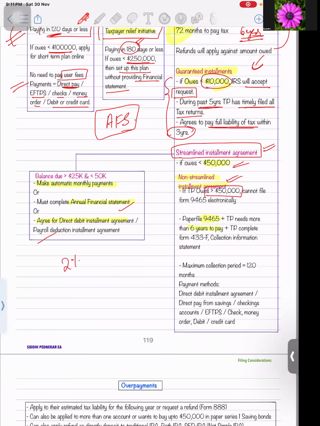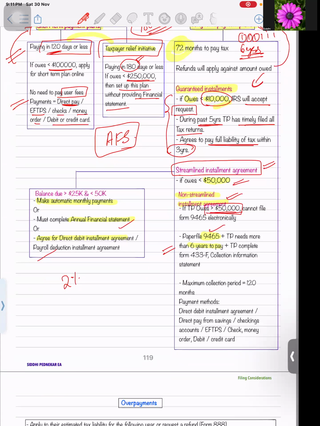But here, non-streamlined means if your tax due amount is more than 50,000, then you have to file the separate form. You will get 72 months, plus you also have to complete 433F, that is the collection information statement. So what does the collection information statement mean? Let's say you are not able to repay this installment amount, then all your assets, all your property will be lien and levied to recover that amount. Okay, that is the collection information statement that will occur if it's a non-streamlined installment agreement.